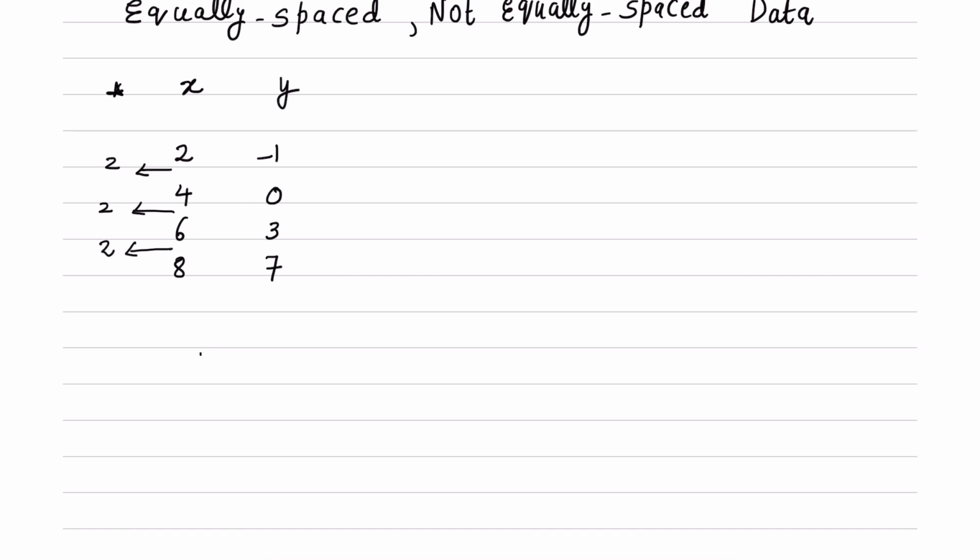So here we are going to call h the class step, or the difference between every two consecutive values, and here it is 2. So if for the whole data, the difference between every two consecutive x values is the same, you will call that data equally spaced. You don't concern yourself with how the y values are given.